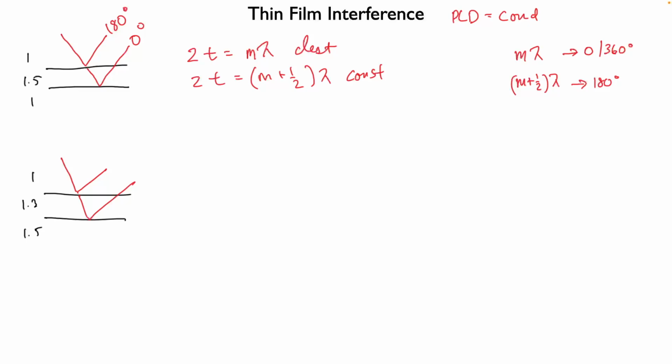All right, what's the phase change of the first one? 180. Why? Low to high, right? 1 to 1.3. Okay, what's the phase change for the second one? Also 180. Good job. Okay. Path length difference equals condition. The path length difference is 2t. The conditions can be m lambda or m plus a half lambda.